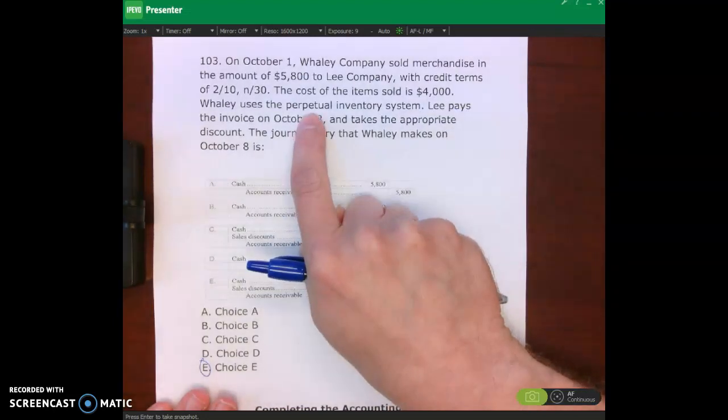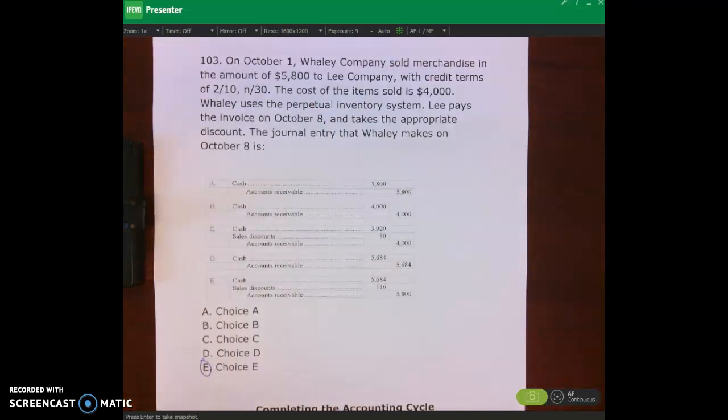Whenever it says that, that just basically means that they're debiting cost of goods sold and crediting merchandise inventory each time they make a sale. They're updating their cost of goods sold and merchandise inventory records each time they make a sale. That's what that means, okay? So Lee pays the invoice on October 8th and takes the appropriate discount. What is the right answer? The right answer is E.